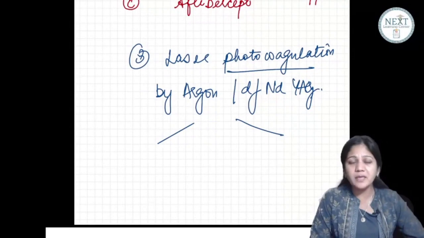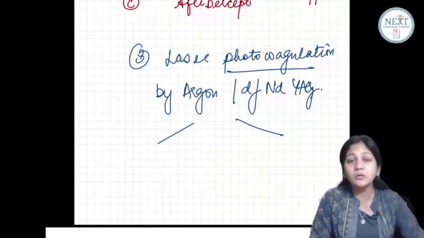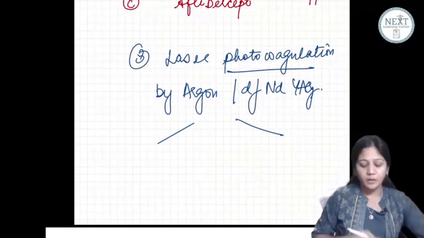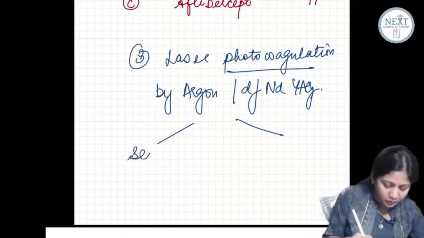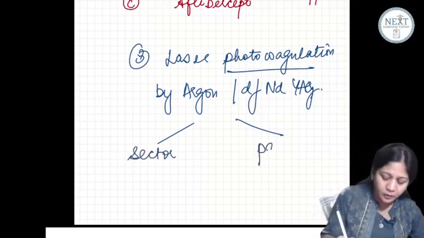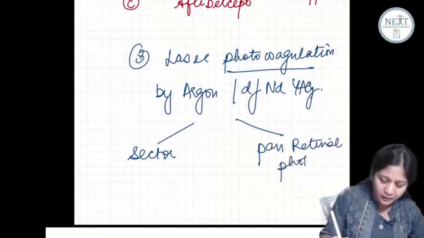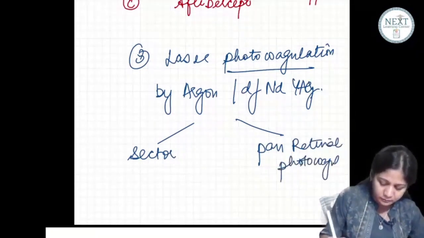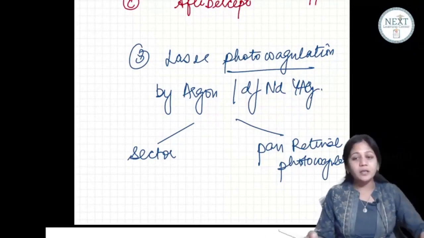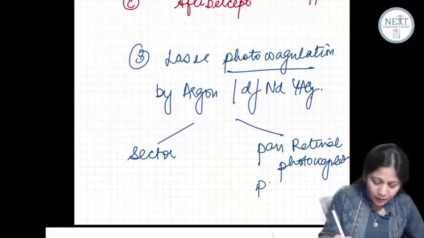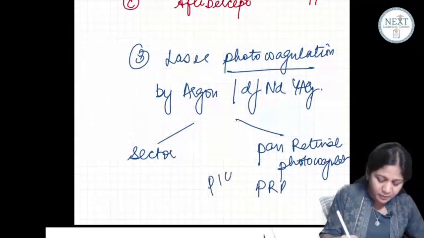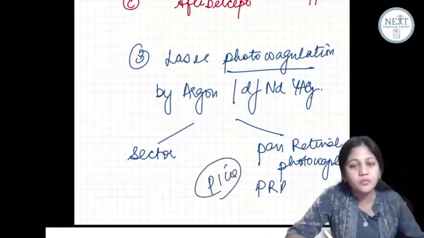So you have to do laser very precisely only on those areas where it is required. So you can do a laser in a particular sector or you can do laser in the whole of the retina. This is called pan-retinal photocoagulation, PRP.